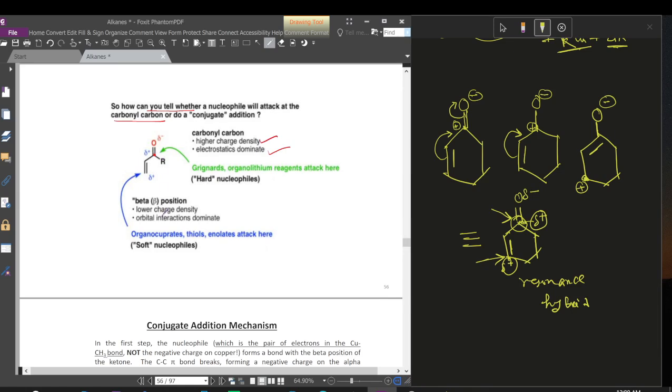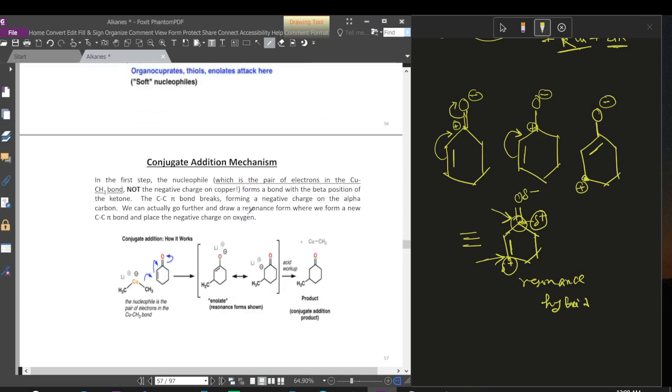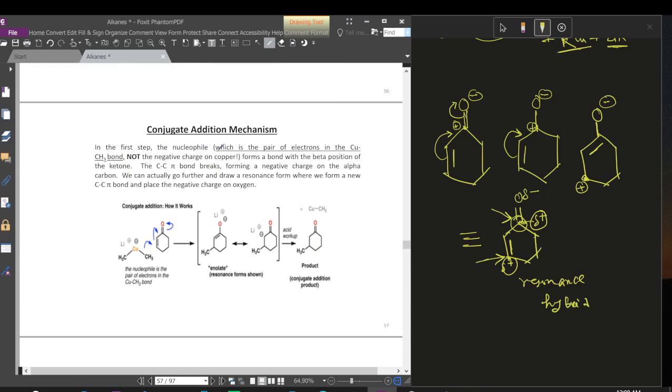But those that are lower charge soft nucleophiles, that means organocuprates, Gilman reagents, will attack this carbon, because this carbon has lower charge density, orbital interaction dominated. So that's why the soft nucleophiles, organocuprates, thiols, and enolates attack this conjugate carbon. So that's why this will form the conjugate addition. So here you see the conjugate addition mechanism. In the first step, the nucleophile, which is the pair of electrons in the copper CH3 bond, so here you see the copper CH3 bond forms a bond with the beta position of the ketone. So this is our alpha position, this is our beta position.